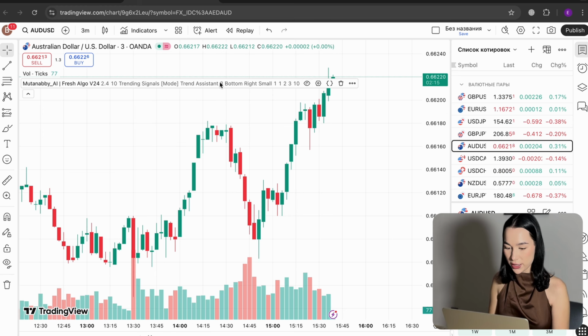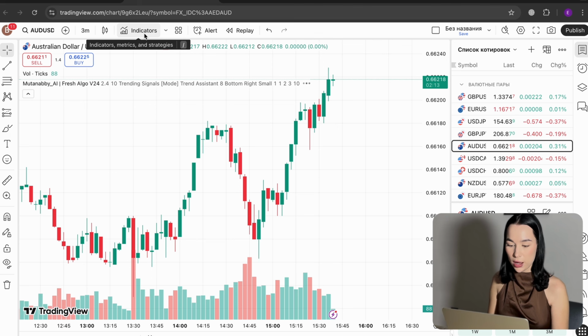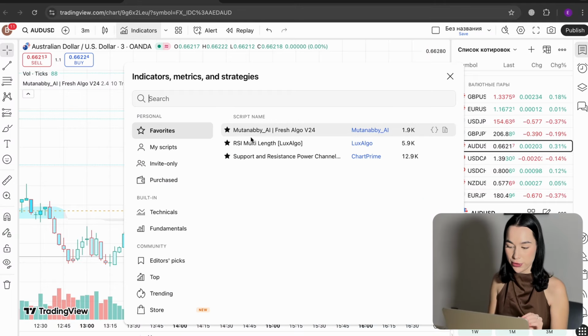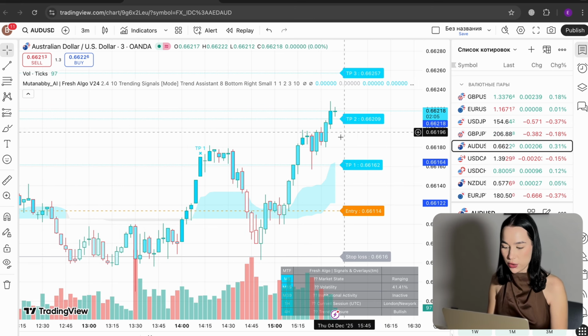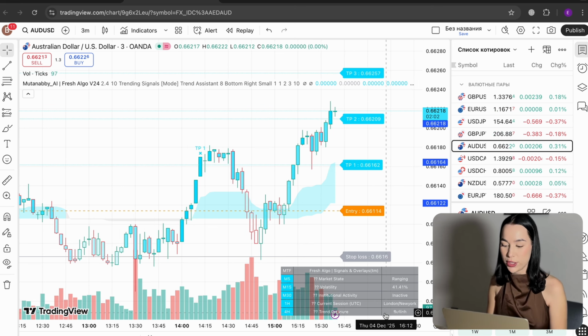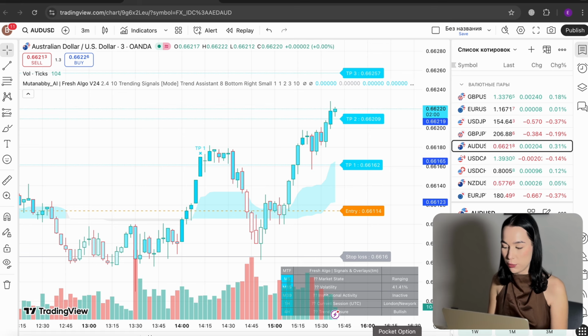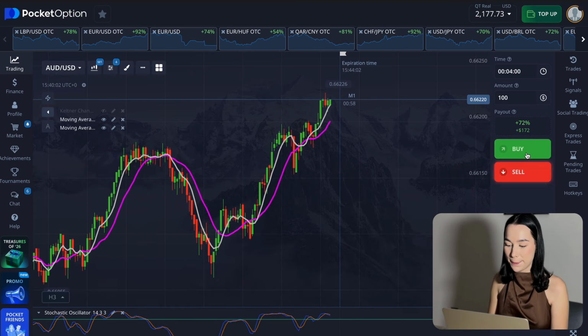And also, let's come back to TradingView. Here I have one of the indicators that I was showing in my previous videos. Is this one. I'm not sure how to read this name, Mutenbai AI. So it's a pretty good one, showing our entry point, where we take profit, and more. So here we definitely open a buy signal.